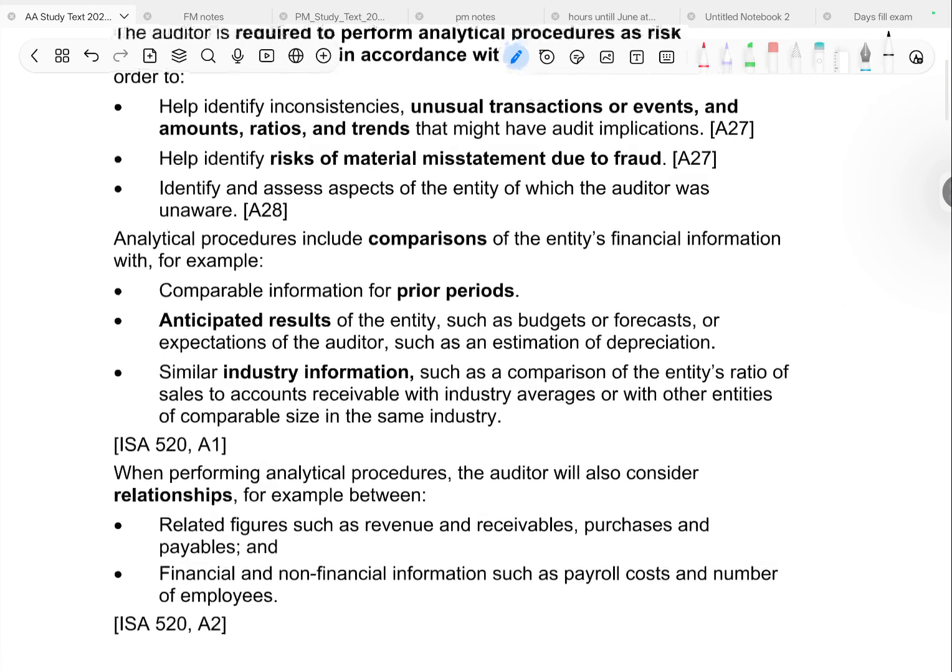To perform analytical procedures, the auditor compares the entity's financial information with different benchmarks. This includes comparing current figures with prior periods, budgets, or forecasts, and the auditor's own expectations. The auditor may also compare the entity's performance with industry data or similar businesses. In addition, the auditor looks at relationships between different figures, for example, revenue and receivables, or purchases and payables. They may also compare financial data with non-financial data, such as payroll cost with the number of employees.